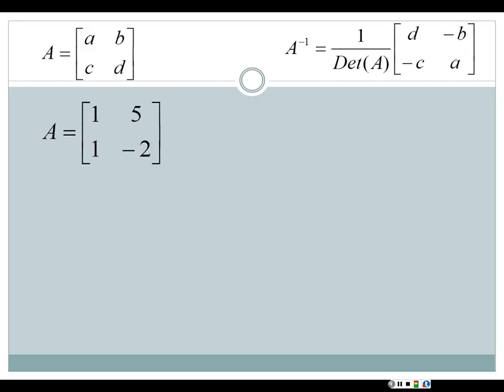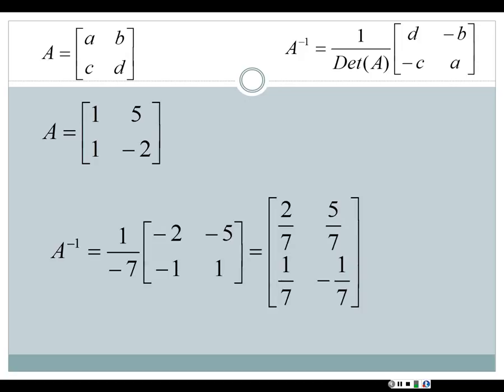So for example, we have a matrix A of 1, 5, 1, negative 2, and we would like to find the inverse of this matrix. The first thing you need is the determinant. We have computed this determinant, and it's negative 7. And then the second part of this inverse matrix is another matrix.